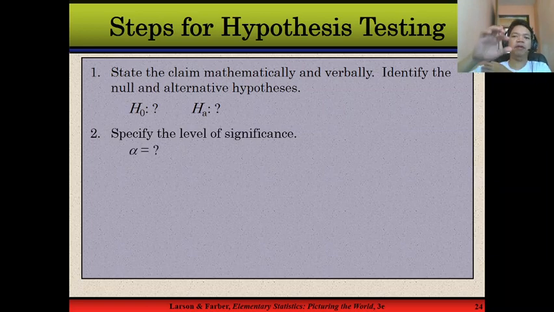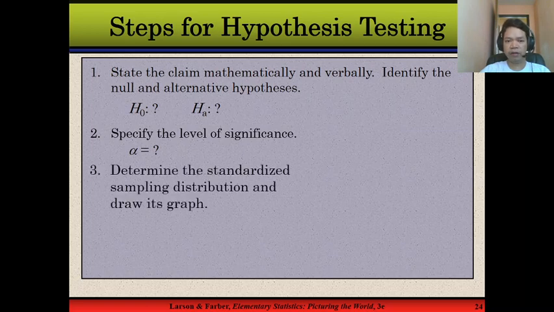Okay, steps for hypothesis testing. So, apply na natin lahat ng natutunan natin dun sa mga previous discussion natin. So, we need to follow these steps. Kailangan specify natin step by step yung ating procedure. Okay, so step 1, state the claim mathematically and verbally. Identify the null and the alternative.